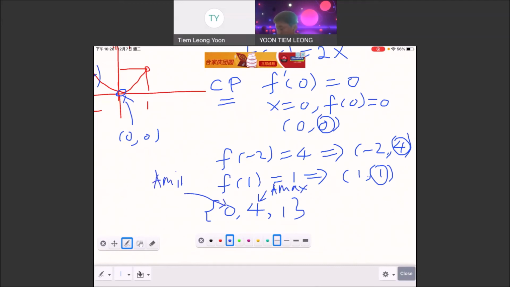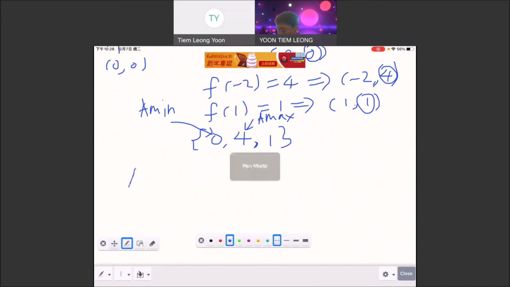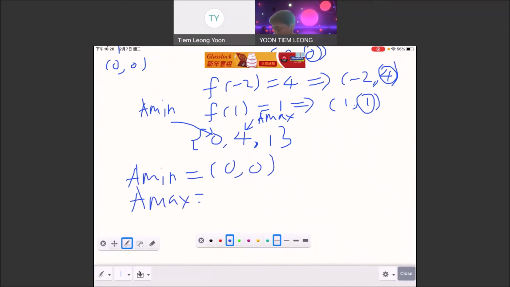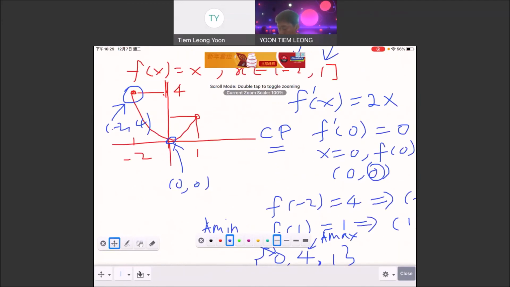Okay, so from here, you can easily write down the absolute minimum. The absolute minimum is then just equal to 0, and the absolute maximum is the value 4 when x is equal to -2. So this would be your absolute maximum and absolute minimum. So this absolute maximum is this one, and your absolute minimum is just 0.